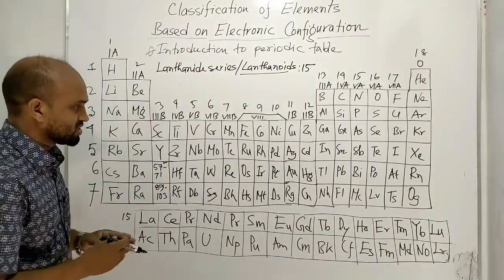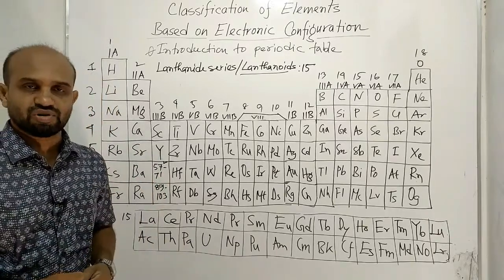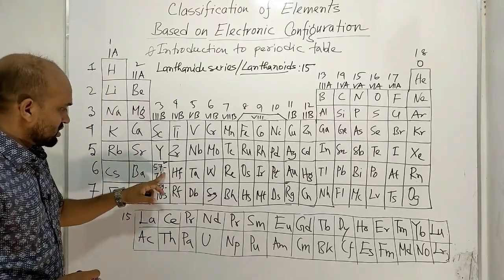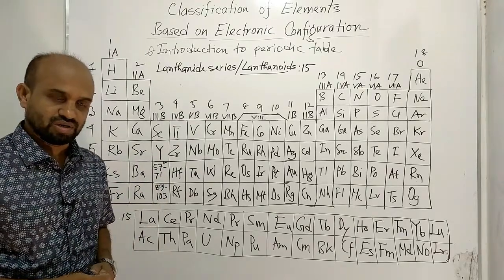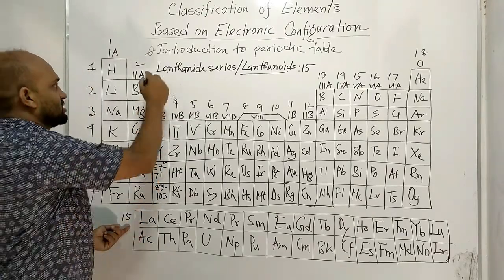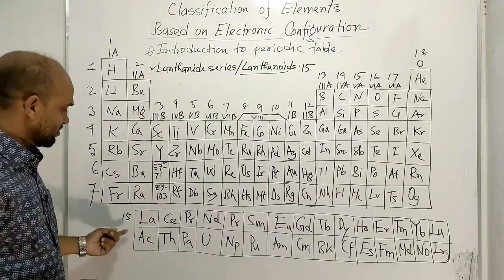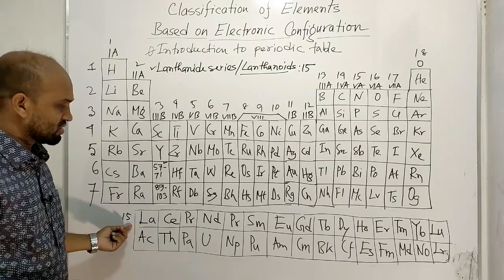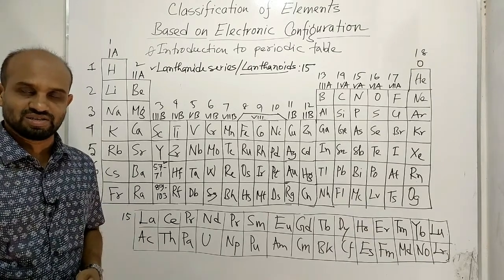But to keep these 15 elements in one place, it is very tough or difficult. That is why these 15 elements are kept beneath the main periodic table, which is called lanthanide series or lanthanoids. The head element is lanthanum. According to this word, this series is called lanthanide series.